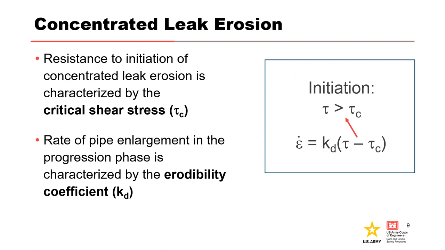For concentrated leak erosion, the resistance to initiation is characterized by the critical shear stress. When the applied hydraulic shear stress exceeds the critical value, concentrated leak erosion will initiate. The rate of pipe enlargement in the progression phase is characterized by the erodibility coefficient, K sub D.